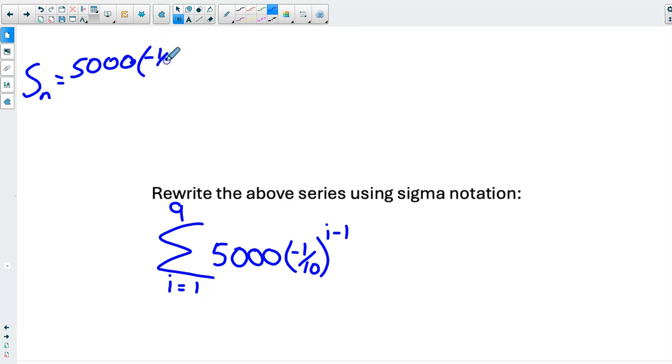And then I'm going to have negative 1/10 to the 9th power minus 1 all over negative 1/10 minus 1. That doesn't look very nice. How the heck do we type that in your calculator? There's going to be two options.